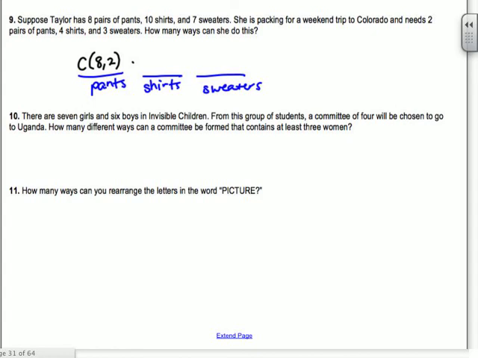Shirts. I have 10 shirts. I'm going to select 4 of them. 10 choose 4. And sweaters. She has 7. She's going to select 3 of them. So 7 choose 3. So let's find each of these numbers. So let's do 8, math, arrow over to PRB, down to NCR, 2. There's 28 for the first one.